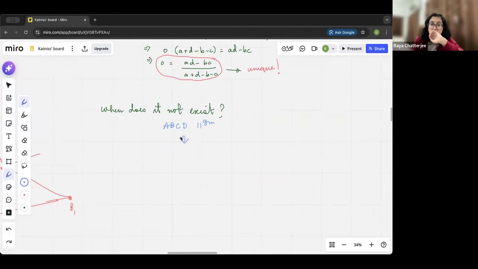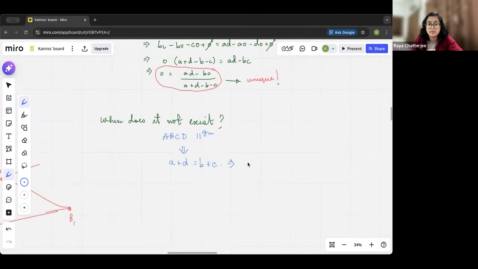B plus C. Oh yeah, ABCD parallelogram just means A plus D equals B plus C, right? Okay, that was just a guess. Yeah. So this would mean that the denominator of O is 0, so it's not defined then.